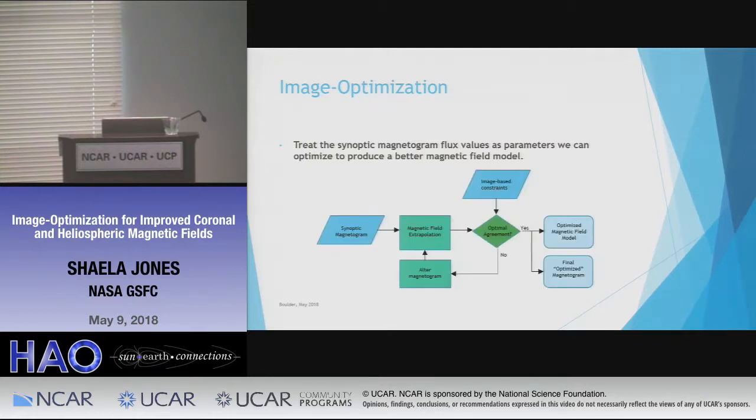So this is kind of a cartoon of what we do. We start with a synoptic magnetogram, and we use that to calculate a magnetic field model, and we compare it to what we see in the images via that objective function J that I described. And then we use an optimization algorithm to repeatedly alter the magnetogram, extrapolate a new field, and see if you get better agreement. And ultimately, the product of that process is an optimized magnetic field model, and what I call, in air quotes, an optimized magnetogram.